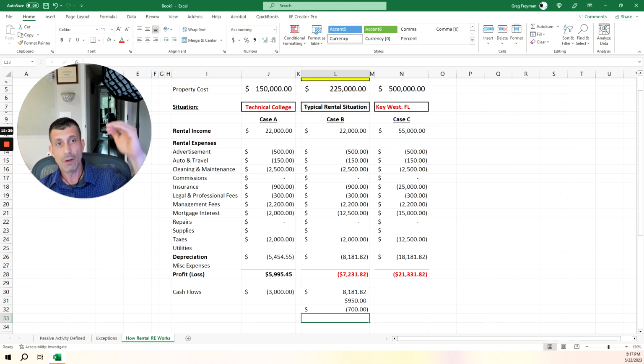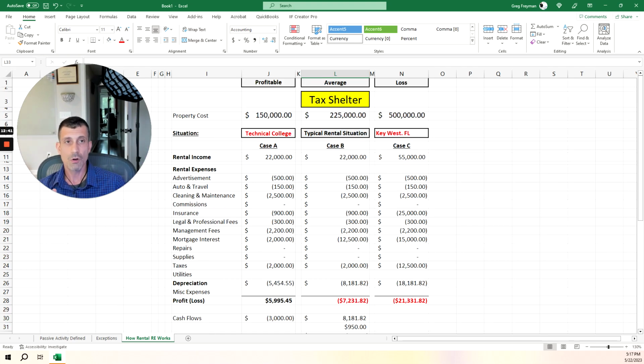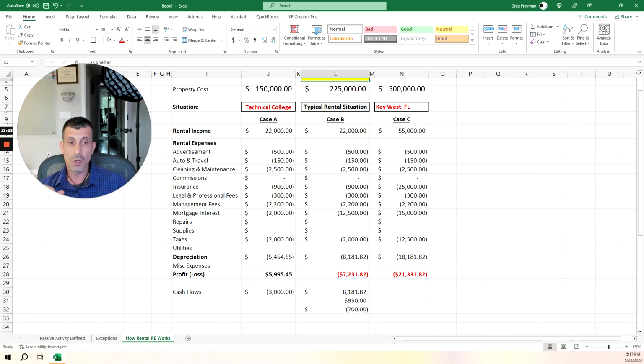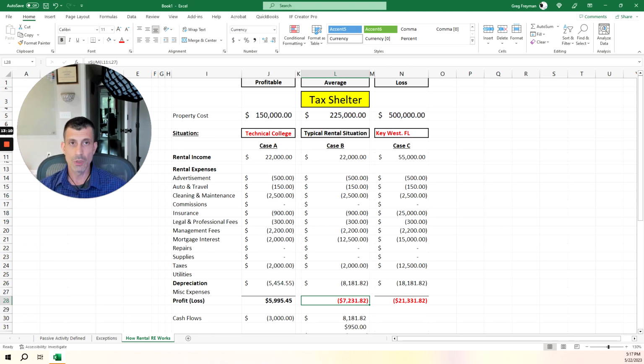So now case B is your typical situation of what we call the tax shelter. It's not technically a tax shelter because they did away with them, but it's sheltering the taxation because it becomes positive cash flow. So you're putting cash into your pocket every single month. It's profitable for your pocket, but not for tax purposes. On the tax return, it's a loss, and it's a decent sized loss of $7,200, which you can potentially offset other income.